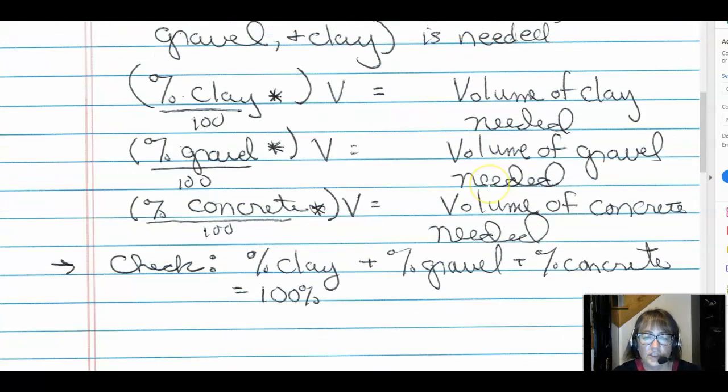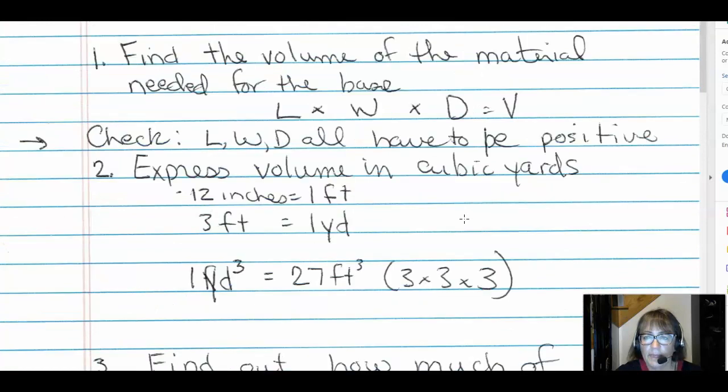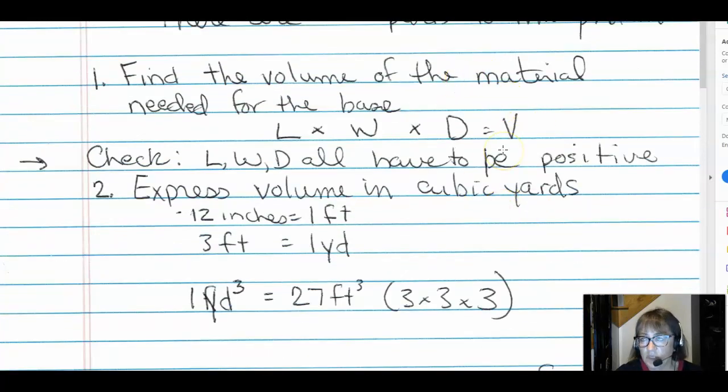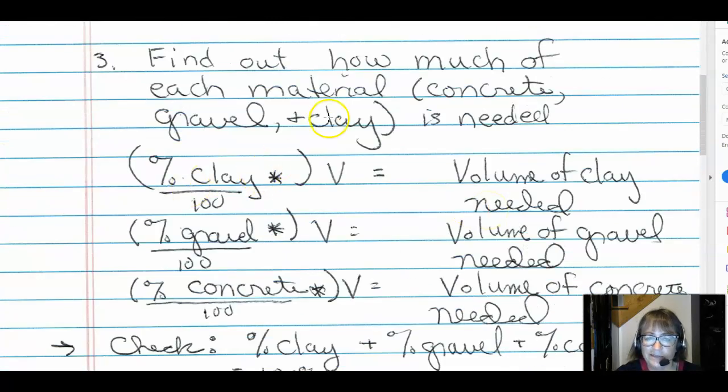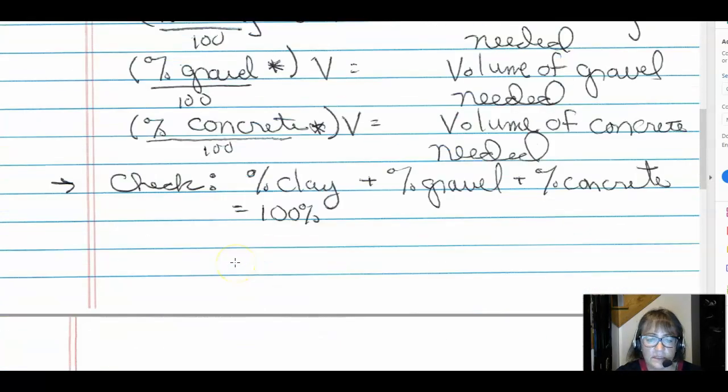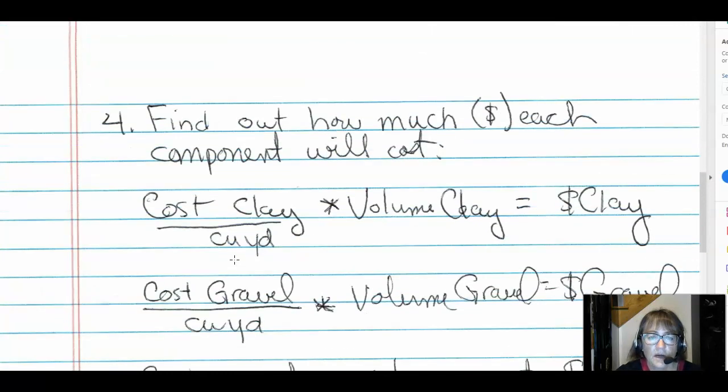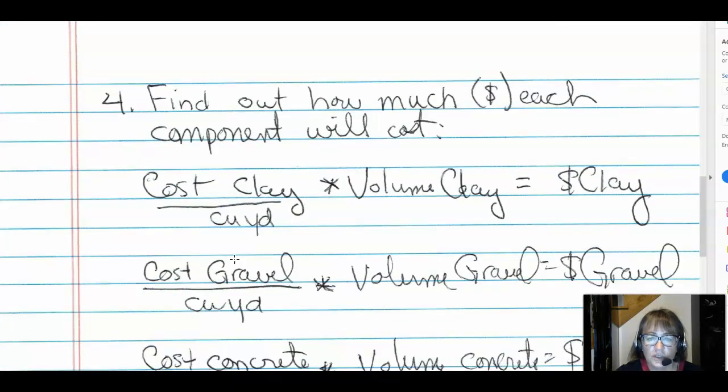Now there are 2 things that you can check to see if this is correct. One is that the 3 percentages need to add up to be 100, or that these 3 volumes, the volume of concrete plus the volume of gravel plus the volume of clay, add up to be the total volume in cubic yards of the base. Either one of those will be a good check, but I did it in my program based on the percents.